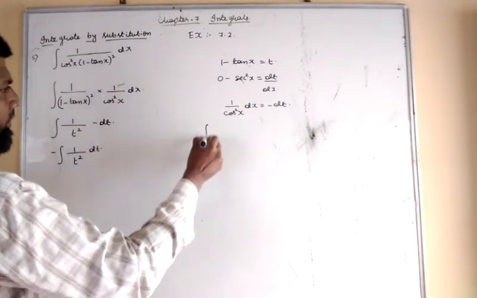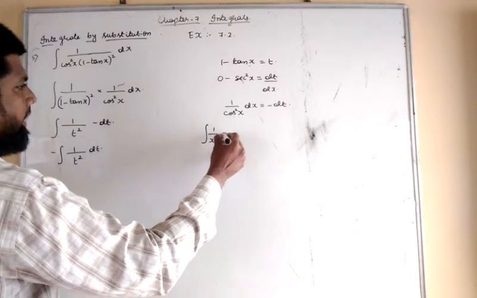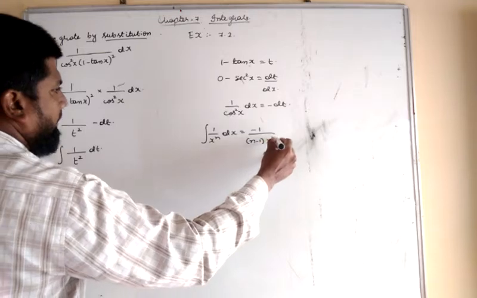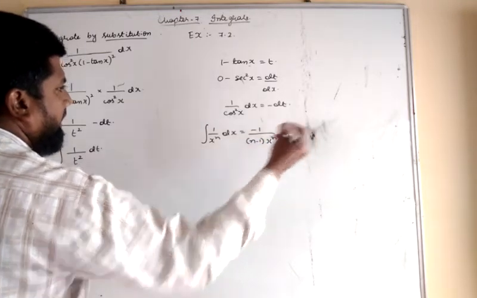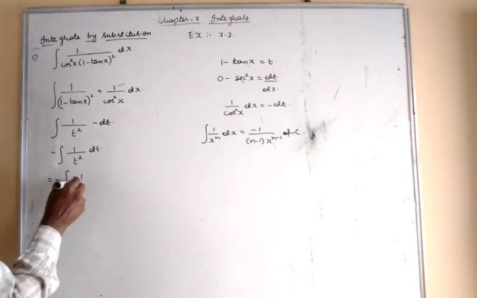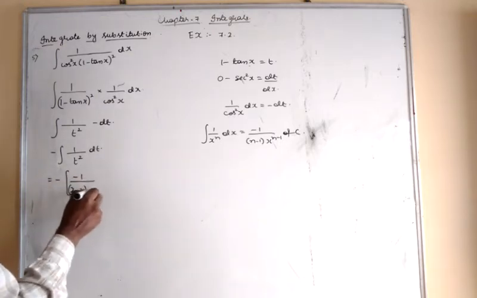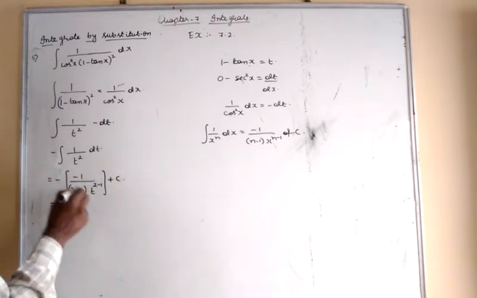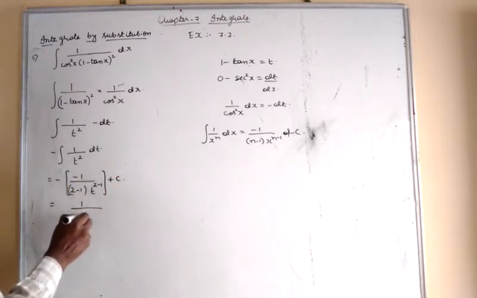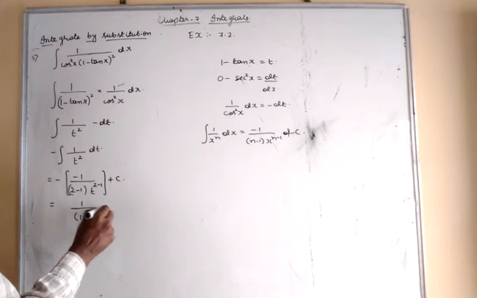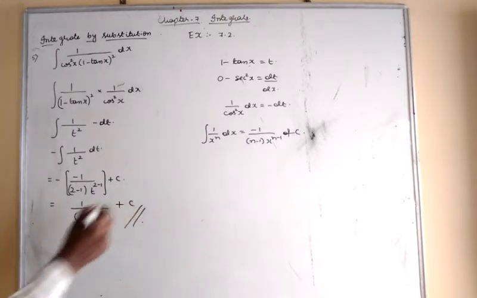If you apply the formula, integration of 1 by x to the power of n dx is equal to minus 1 by (n minus 1) into x to the power of (n minus 1) plus c. Applying it here, minus 1 by (2 minus 1) into t to the power of (2 minus 1) plus c, and 2 minus 1 is 1. The t value we can write as 1 minus tan x whole to the power of 1 plus c. So this is the answer.